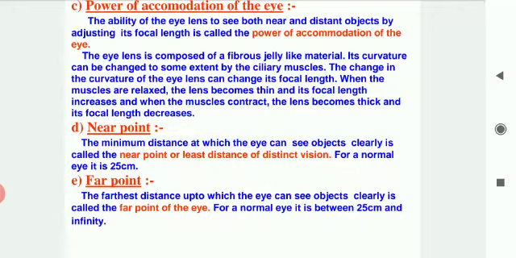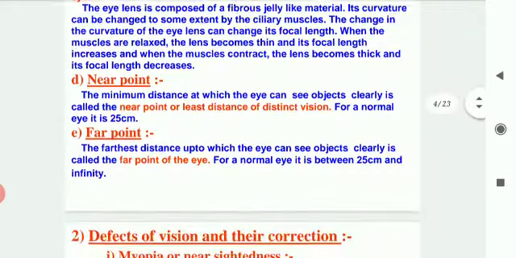Farsightedness: there is no limit up to what extent we can see. It depends upon the capacity of our eye. So there is no far point of the eye.